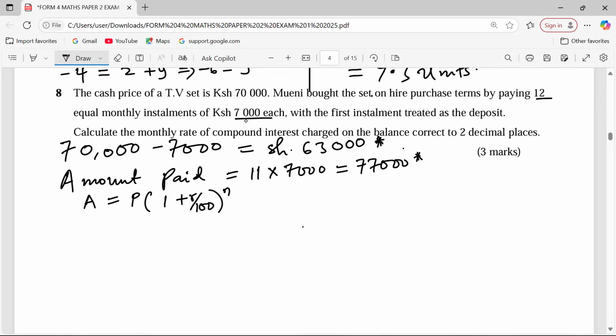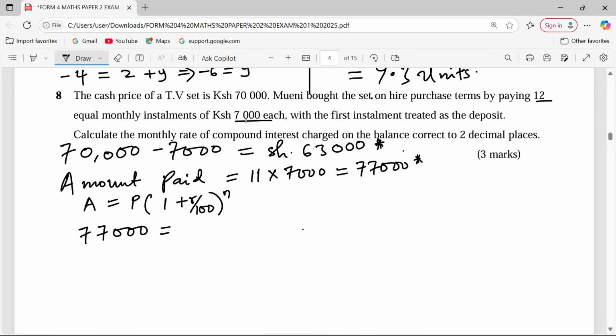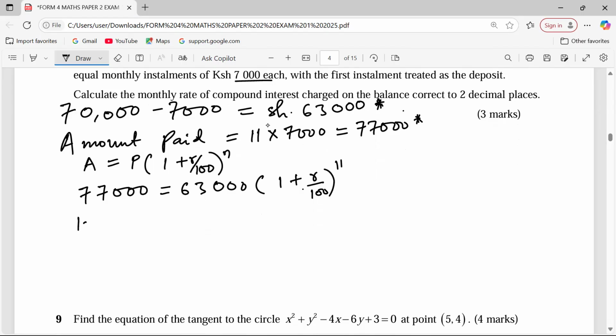So the amount Mweni is ending up paying is 77,000. Principal is the balance which she would have paid, 63,000. Then we have 1 plus r over 100 raised to 11 months. So we can first divide 77,000 by 63,000. This is giving us 1.2222, 2 is recurring, in other words. 1 plus r over 100, everything raised to power 11.